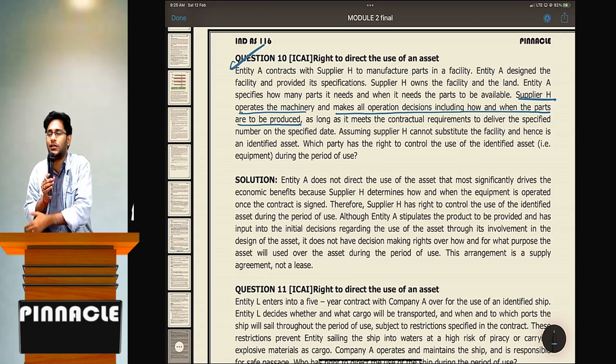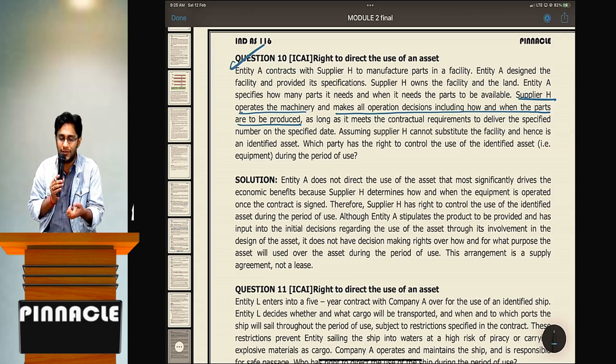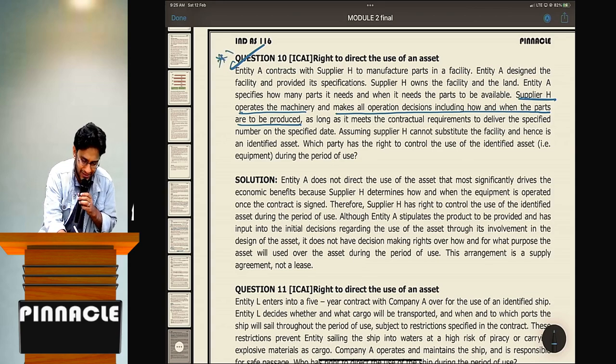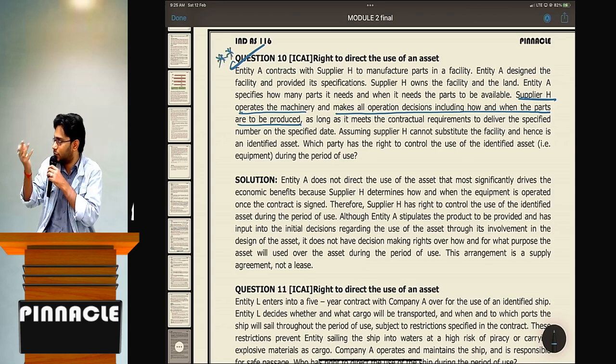If you don't fall into that note category, and the right to decide when and how to use the asset is not with the customer, then you fail that entire clause itself. There is no identified asset in this case. Good question. You should just understand that the note should not be applied here.